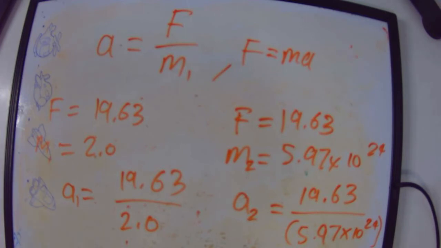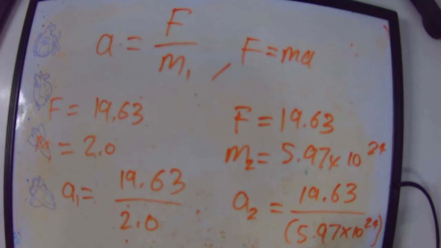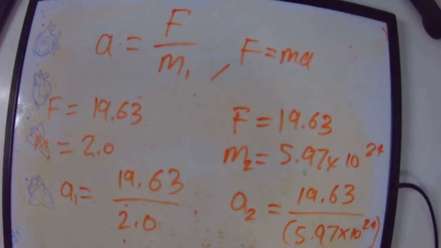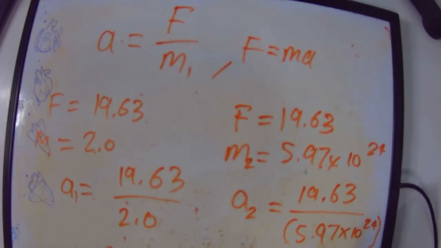So I am getting, according to my calculations, 3.3, I rounded off, 3 point blah blah blah, times 10 to the power of minus 24. Did everyone else get that answer?